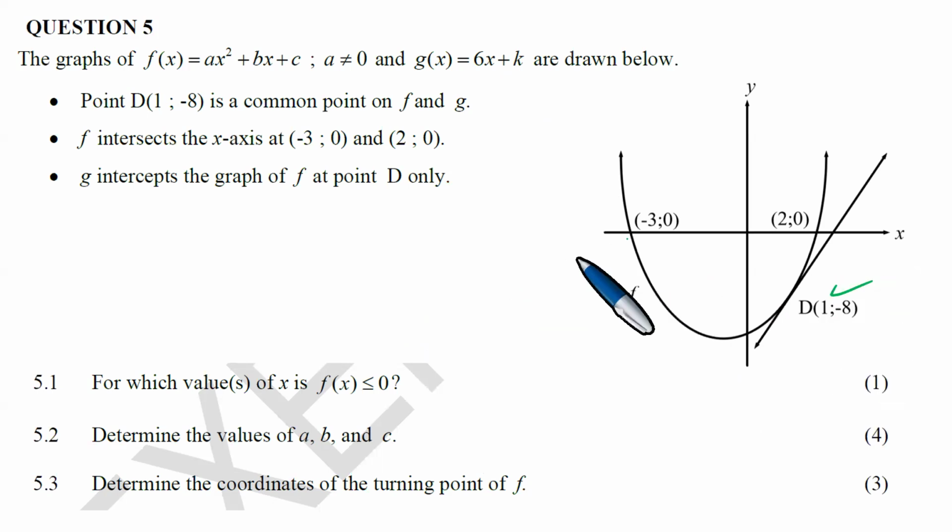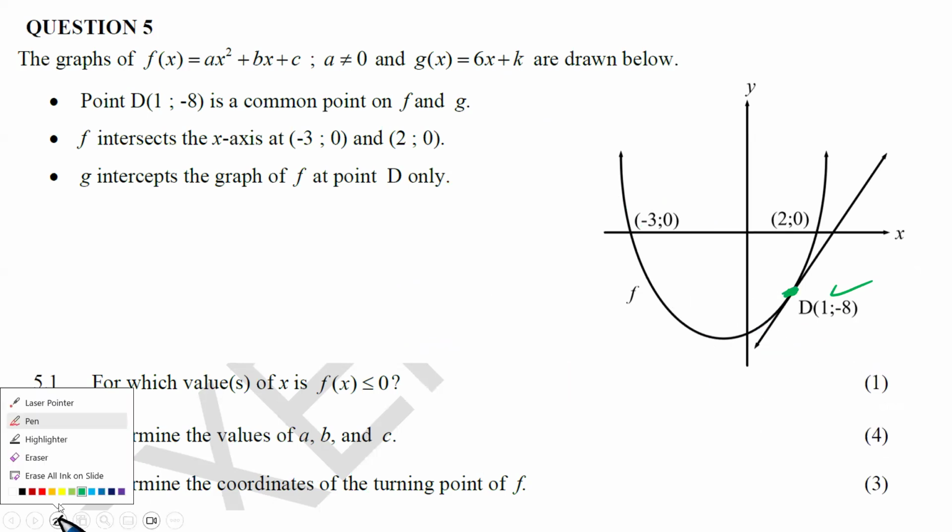f intersects the x-axis at -3 and 0, and the other one is 2 and 0. g intersects the graph of f at D only. There they intersected at D only. For which values of x is f negative or 0?